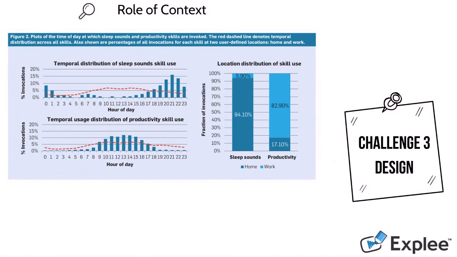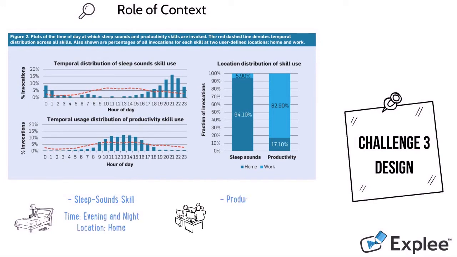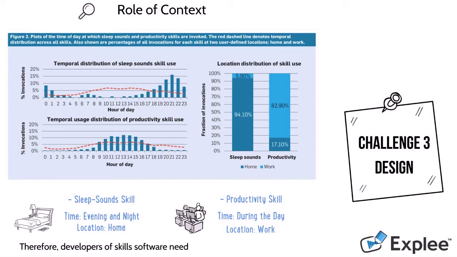It can be seen that the sleep sound skill is more likely to be used at night than during the day, and more likely to be used at home than at work. Use of the productivity skill exhibits a different time and location profile. Therefore, context can help recommend the right skills at the right time, and developers of skill software need rich models of user context.